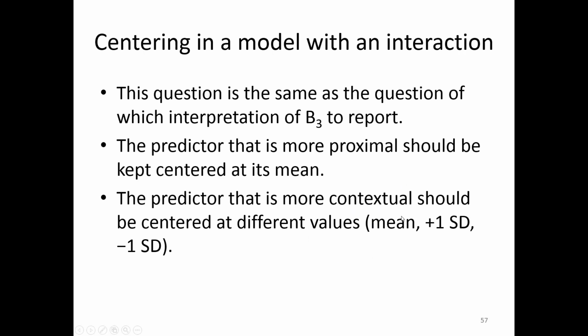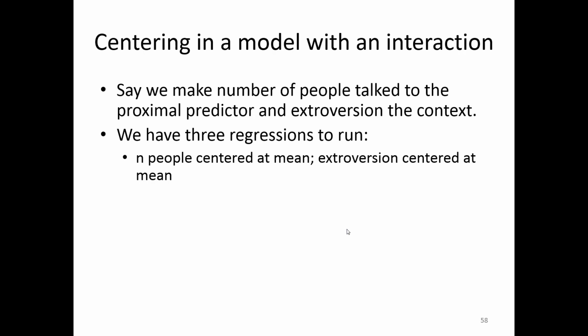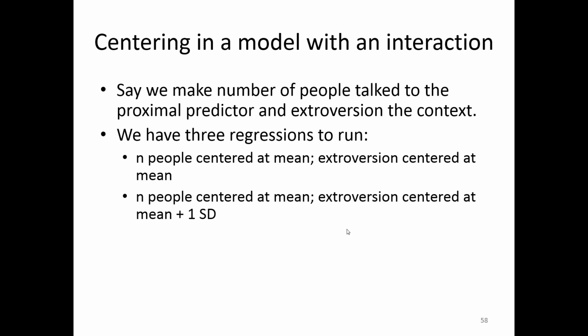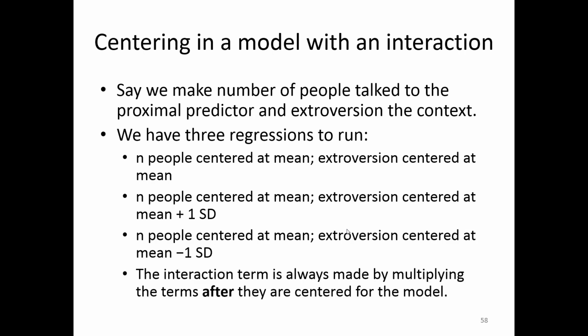So say at the mean value of the contextual predictor, at a high value, 1 standard deviation above the mean, and then at a low value, what is the relationship between that proximal predictor and the outcome variable at those different values of this contextual predictor? So say we make number of people talked to the proximal predictor and then extroversion the contextual predictor. We then have 3 regressions to run. Number of people centered at the mean, extroversion centered at the mean; number of people again centered at the mean, now extroversion centered at the mean plus 1 standard deviation. And then number of people centered at the mean, extroversion centered at a low point, the mean minus 1 standard deviation.